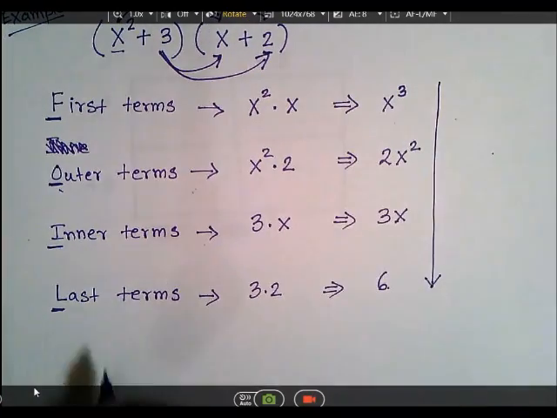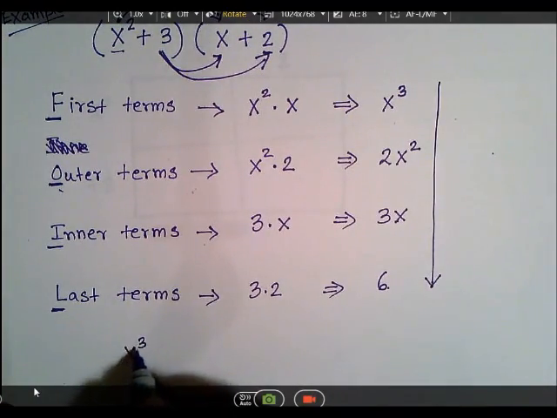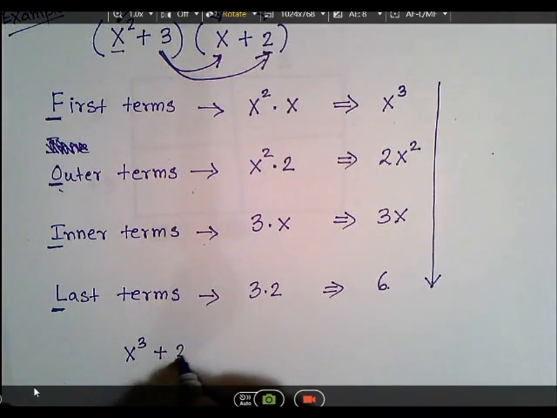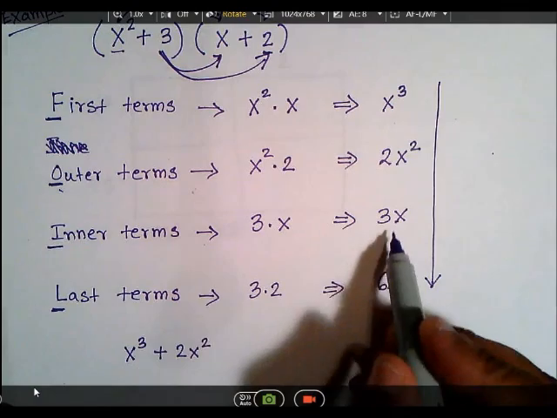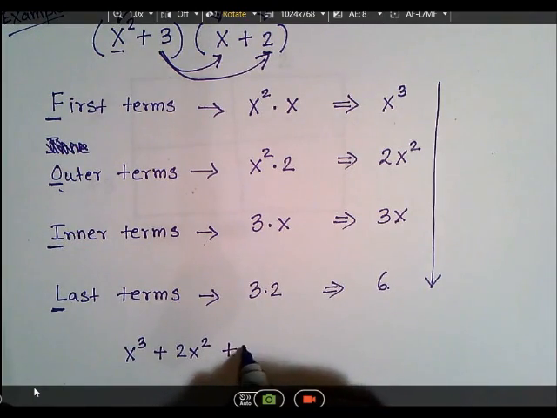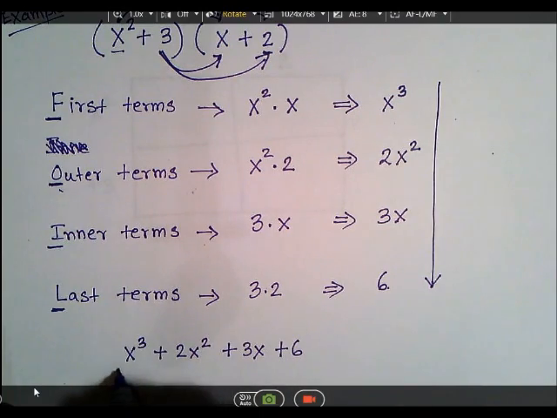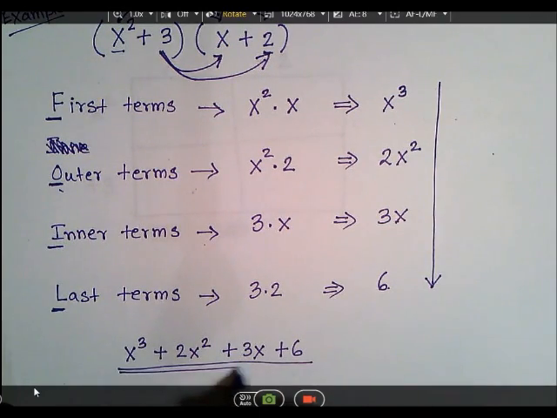So this is a positive x cubed. So I have x cubed. This is a positive 2x squared. So it is plus 2x squared. This is a positive 3x. So plus 3x. And this is a positive 6. So it's plus 6. So I got my answer.